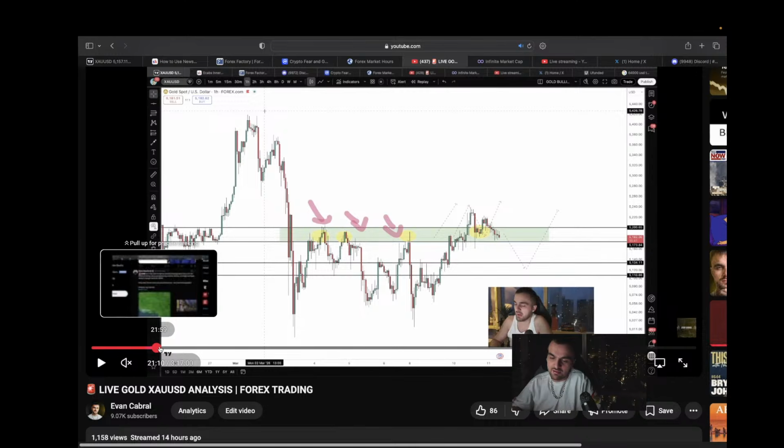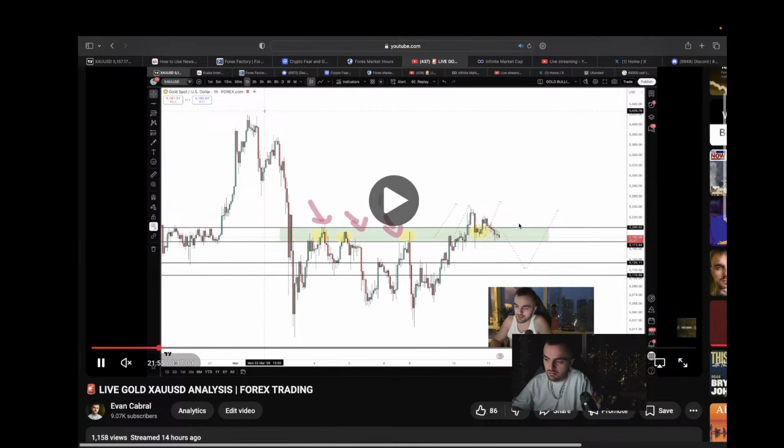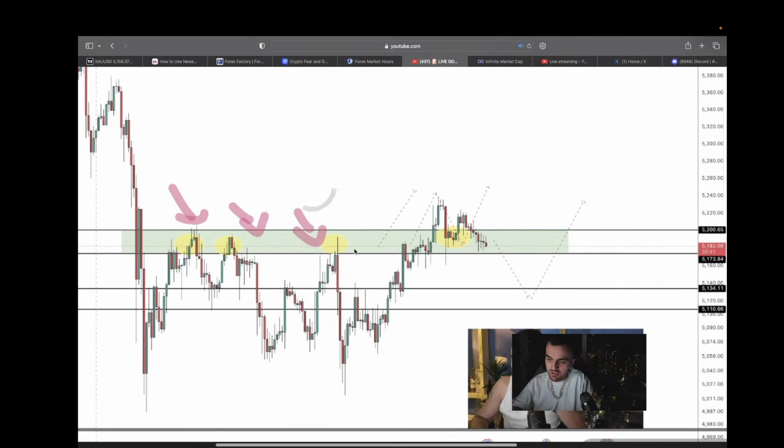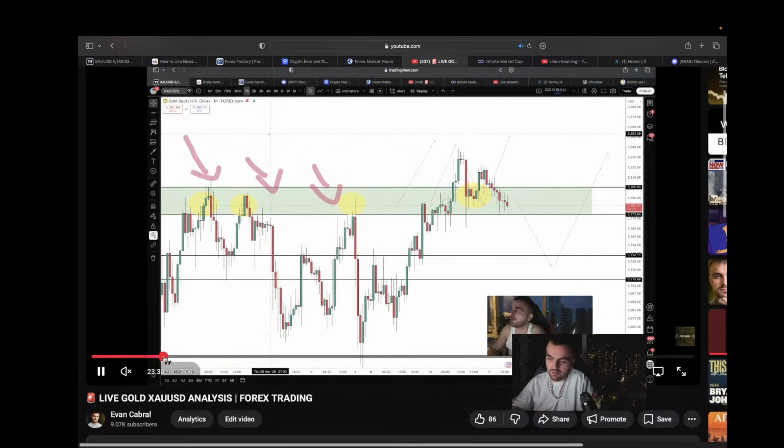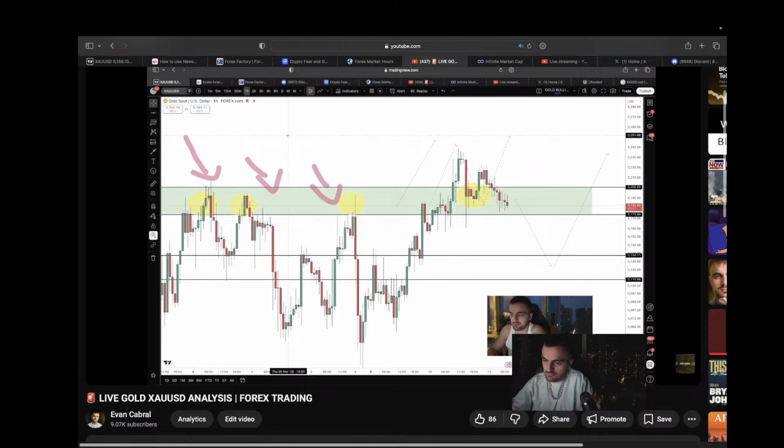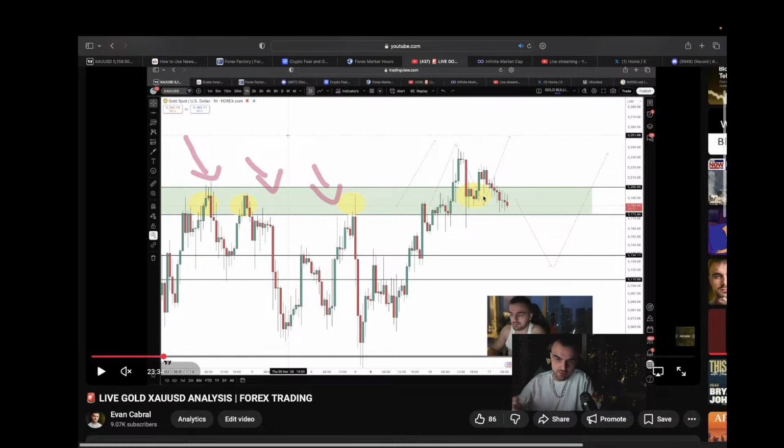But look at what I said. We're either going to hold the zone, we're going to hold this green area this morning, and I said the same thing last night, right? Or we're going to come down and dump here to the next zone. I always give you guys option A's, option B's, and even C.